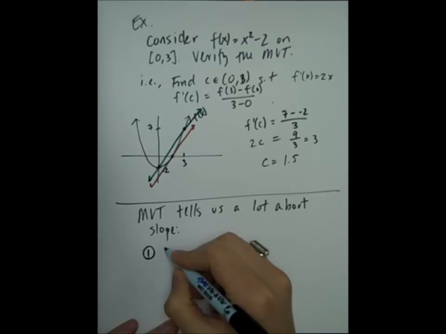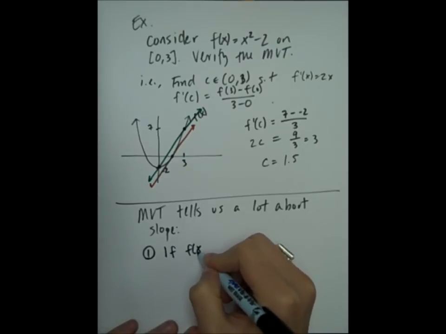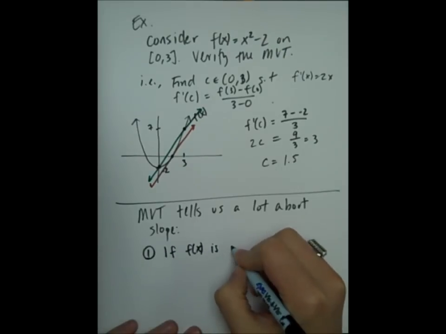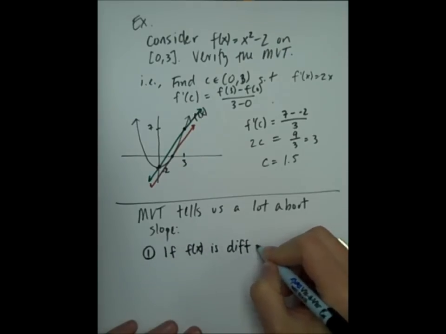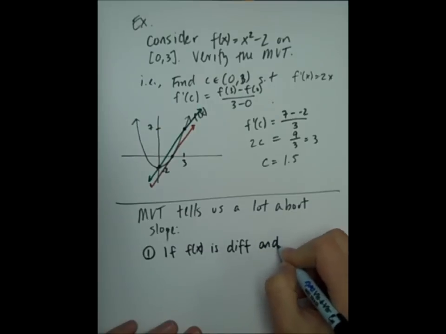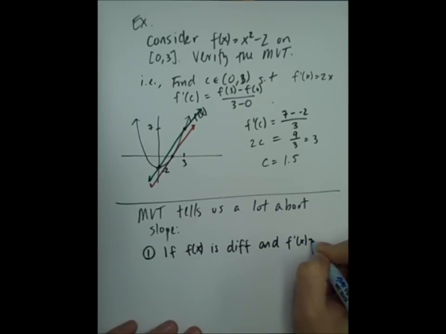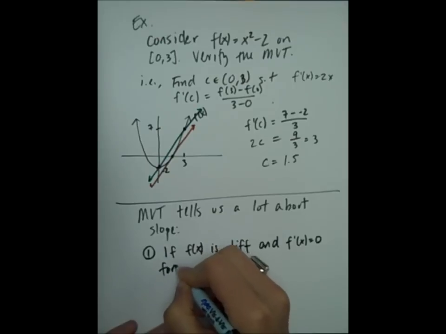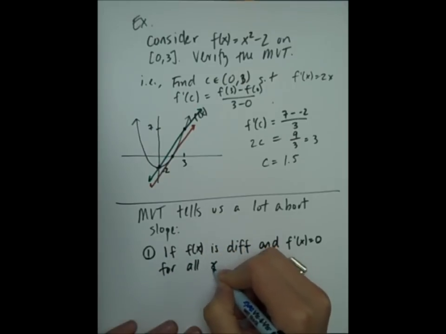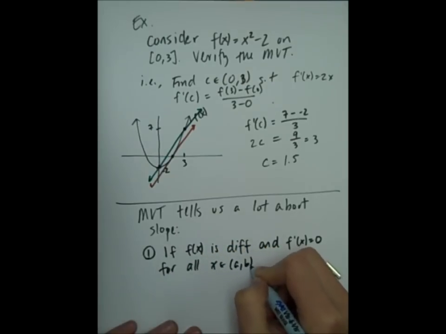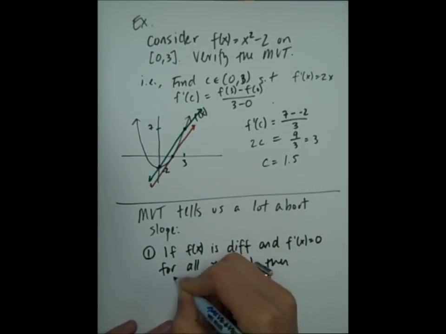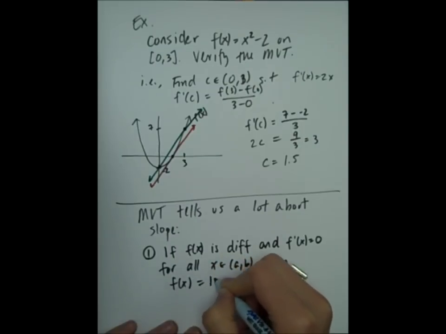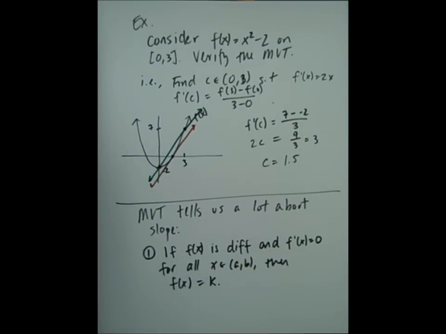First thing, if f of x is differentiable and f prime of x equals 0 for all x in an interval, then f of x is constant. F of x is just some constant k, for some k.